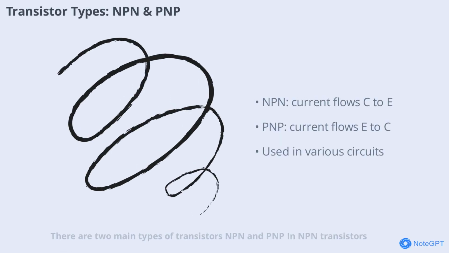There are two main types of transistors: NPN and PNP. In NPN transistors, a small current entering the base allows a larger current to flow from collector to emitter. In PNP transistors, the current flows in the opposite direction. Both types are used in different circuit designs depending on the desired behavior. Understanding the difference between NPN and PNP is key to designing effective electronic circuits.